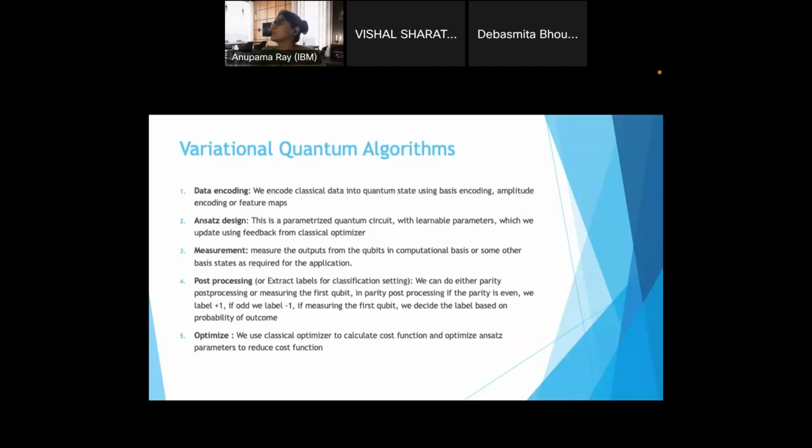Any other question, Devashmita, that you see on chat? There are two more questions. One is what is quantum data, and another is how to understand which problems have faster solutions in classical and which are in quantum. Yeah. There is a lot of literature for that. Okay, I'm answering the second question first.